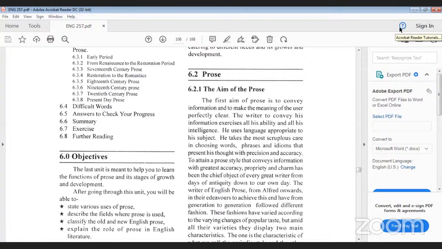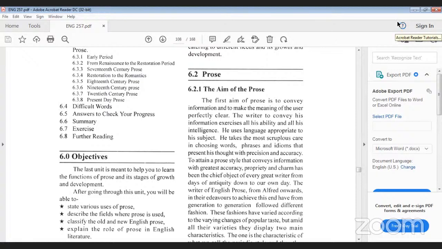writers of every form, that of quantity, quantity, from antiquity down to our own day. The writers of English prose from Alfred onwards, in their endeavor to achieve this end, have from generation to generation followed different fashions. These fashions have varied according to the varying changes of popular taste.